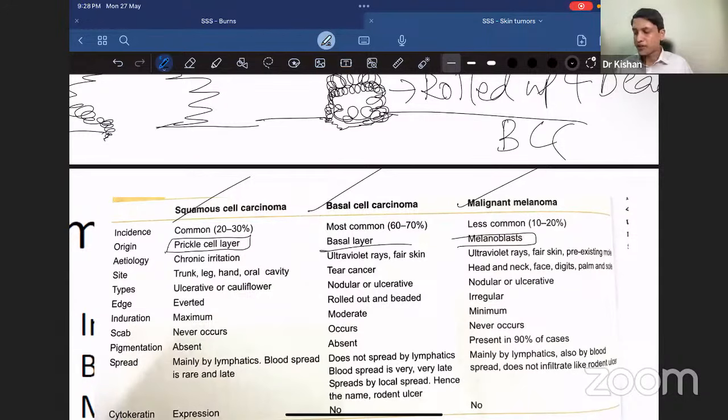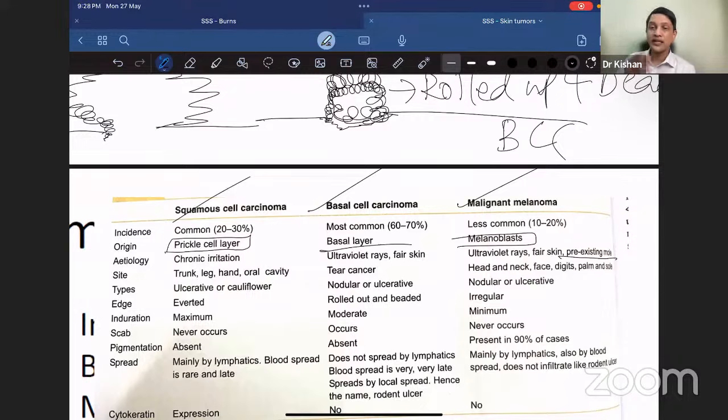Etiology is almost the same. All three skin cancers arise because of chronic irritation of the skin, because of UV rays, or some genetic predispositions. Whereas malignant melanoma most of the time arises because of pre-existing moles, congenital moles, or sometimes de novo it can arise.